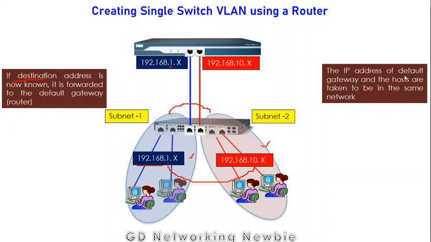And the IP address of the default gateway and the host are taken to be in the same network. This is important. It means if this is the default gateway for this VLAN, then the IP address of this interface and the IP address of this host need to be in the same network. So for the default gateway, we have to take the IP address from that. And the same is the case on this side as well. So this interface will be the default gateway for this VLAN. Then this IP address and these IP addresses should be in the same network. Now with these details, let's do the same thing in Packet Tracer.